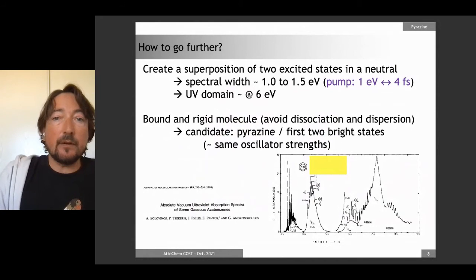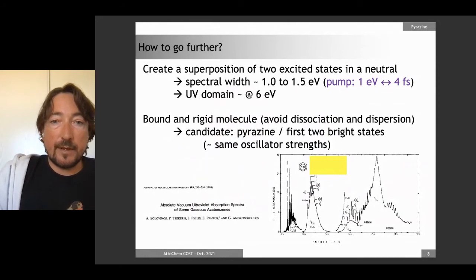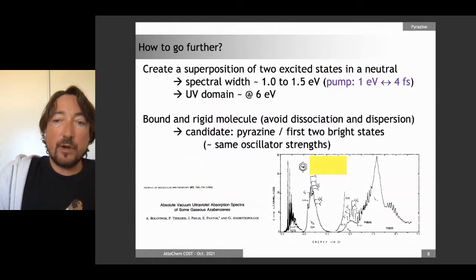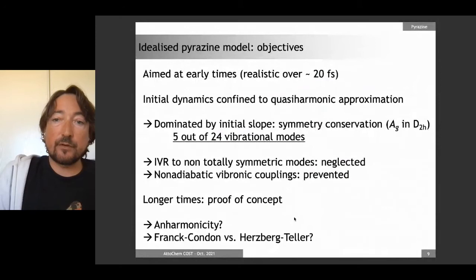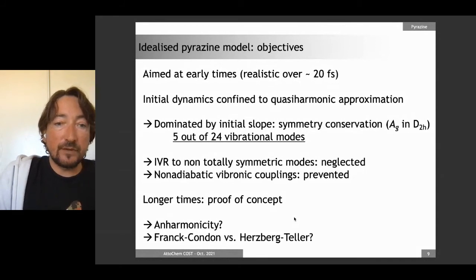So with this at hand, we decided to address several questions that are relevant in this context. For instance, at early times, we know that a rigid, bound molecule will show dynamics quite approximated by a quasi-harmonic description. And we know also that if there is symmetry, this symmetry will be essentially quasi-classically preserved. So the essential modes that will be activated first after absorption are the totally symmetric modes that do not lower the symmetry of the molecule, which means in that molecule 5 vibrations out of 24.